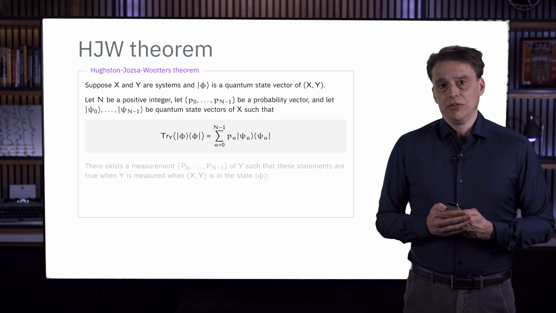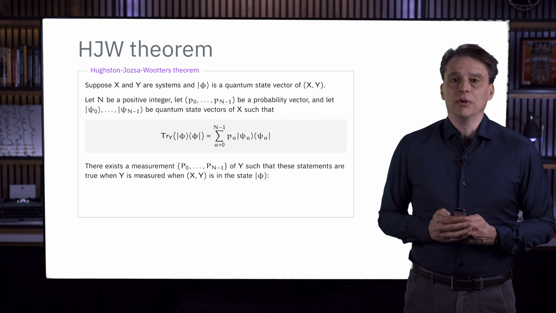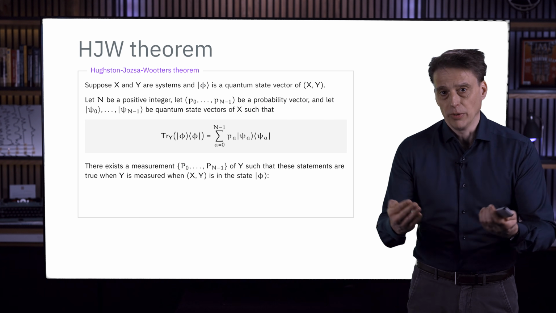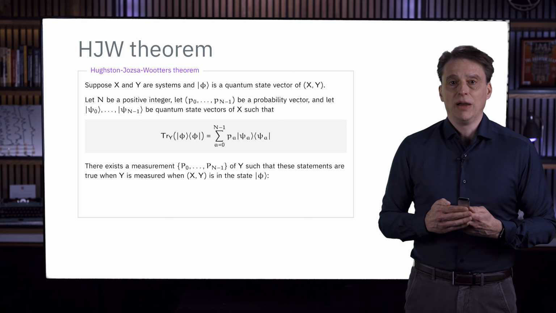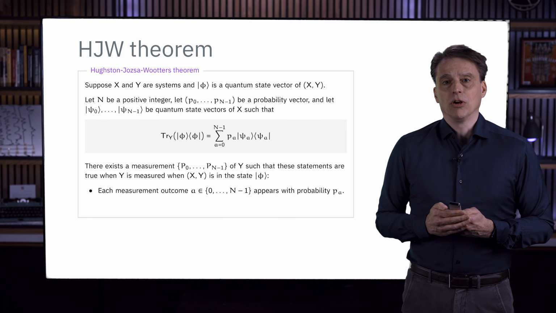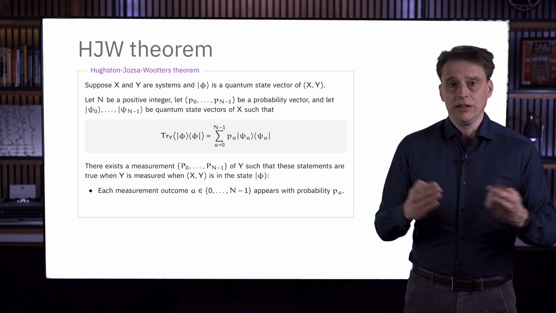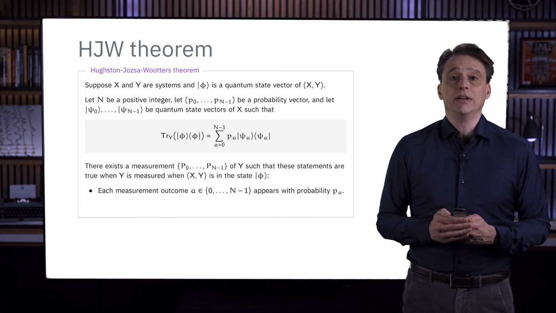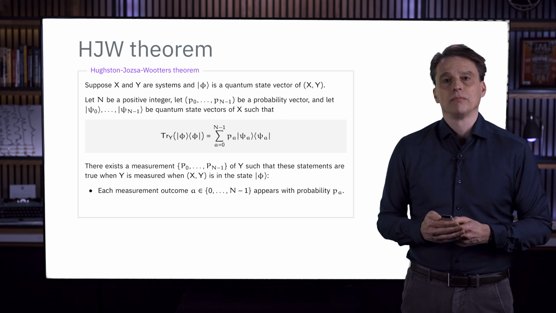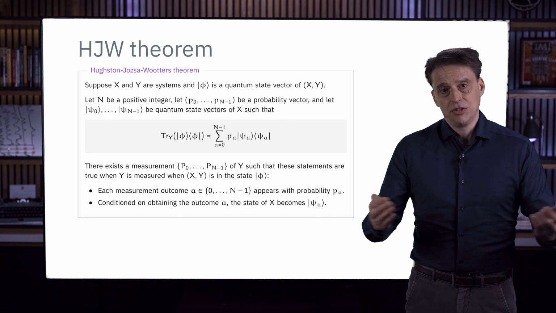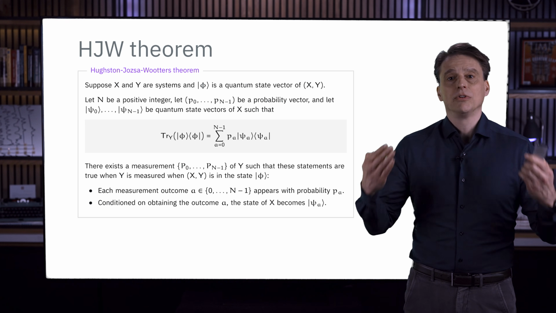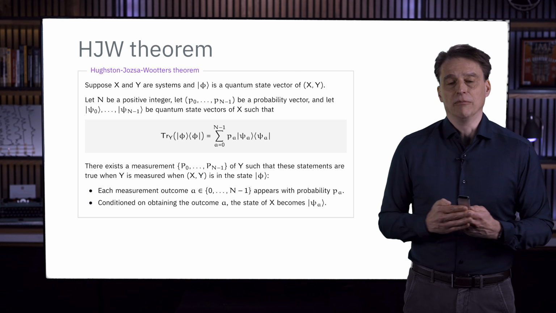And what the theorem tells us is that there must exist a measurement on the system Y having N outcomes such that the following happens when the system Y is measured. First, each measurement outcome appears with probability exactly equal to the corresponding probability in our expression of the reduced state of X as a convex combination of pure states. And second, conditioned on getting a particular measurement outcome, the state of X becomes the corresponding pure state from the convex combination.